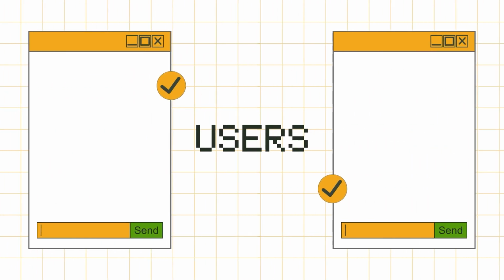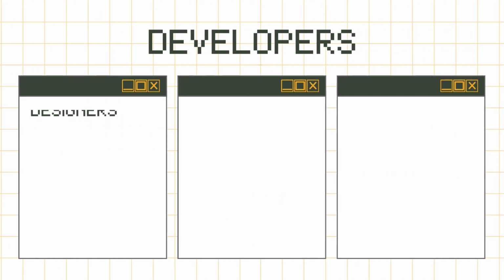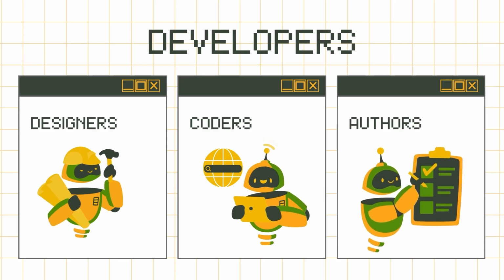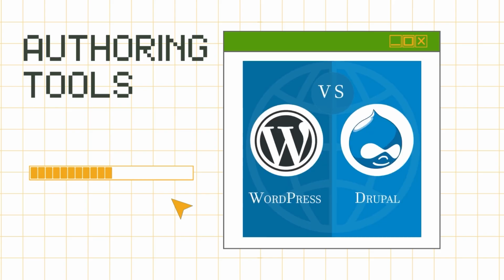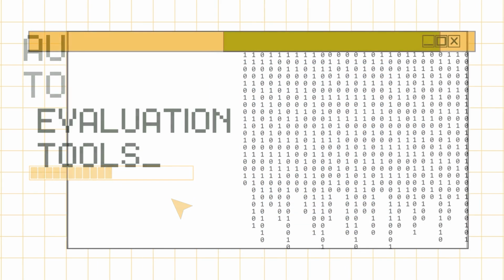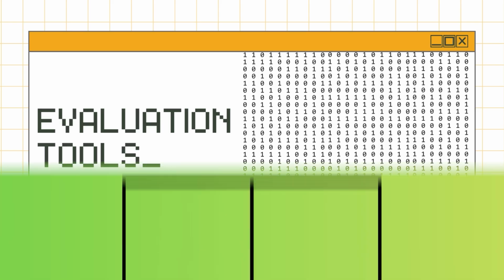Users themselves, their knowledge, experiences, and adaptive strategies. Developers, designers, coders, and authors, including those with disabilities, shape accessible content. Authoring tools, this is software like CMS platforms, such as WordPress and Drupal, to name a couple, and editors need to support accessibility from the creation stage. Evaluation tools, which are validators and accessibility checkers, help identify and fix accessibility issues early on.